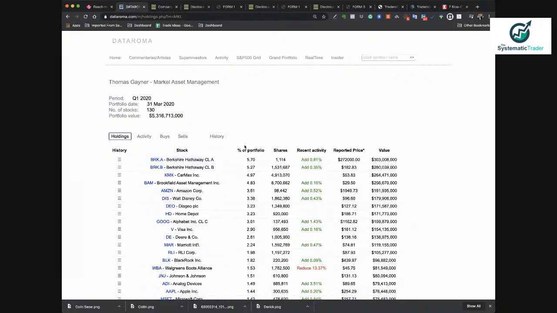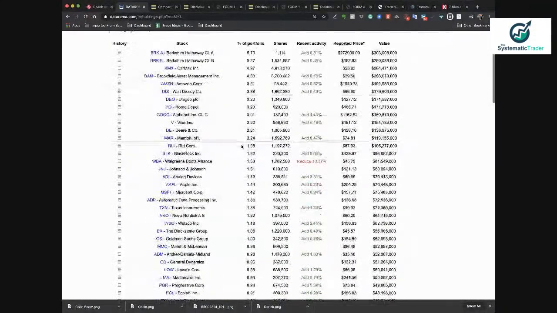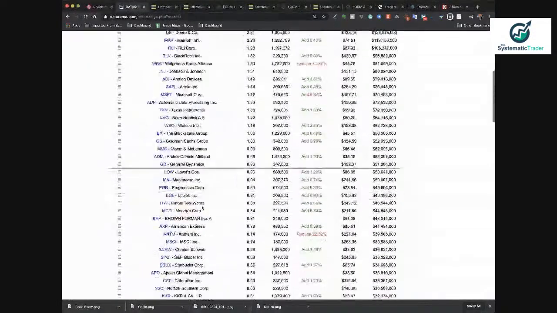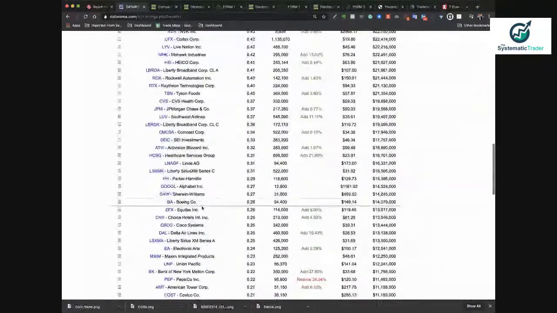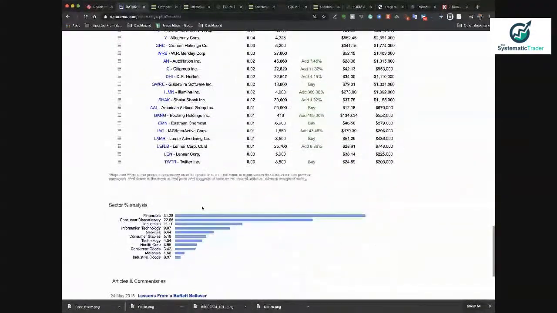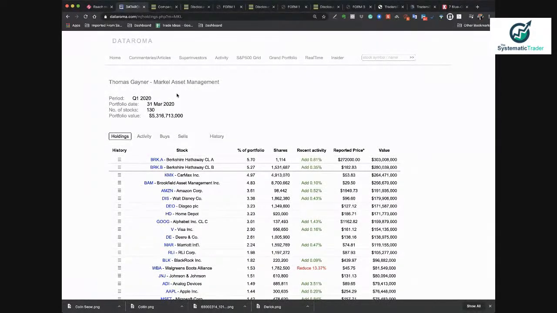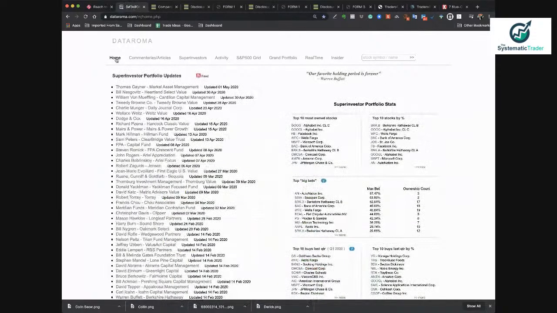And what is the holding of their shares? These are the shareholdings. From here, you can see Berkshire, AB, Amazon, BlackRock, all the holdings of this super investor. Got it? So you have an insight. Guys, if they are a super investor, there must be a reason why they are called super investor.